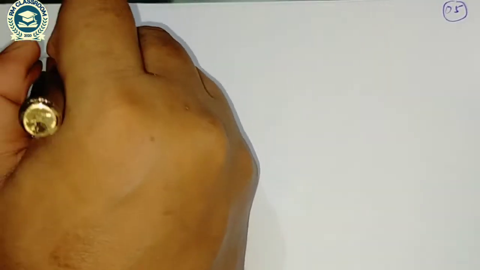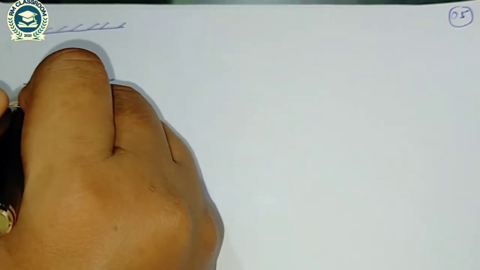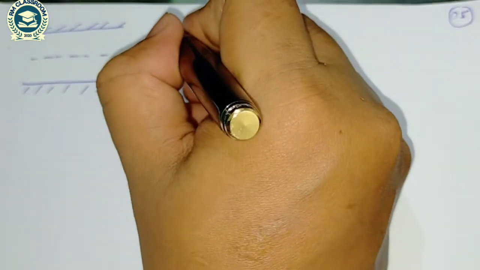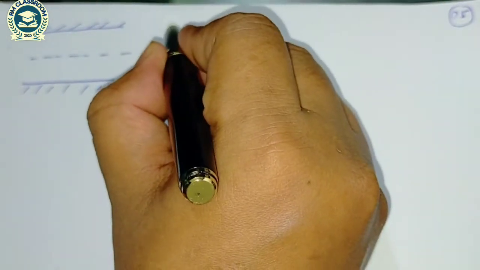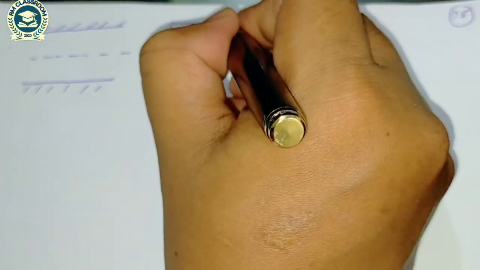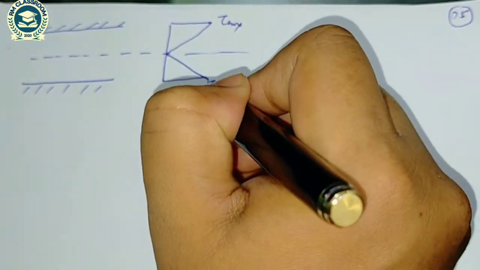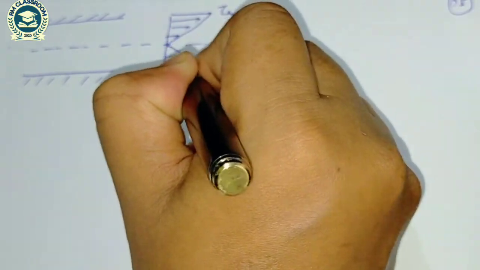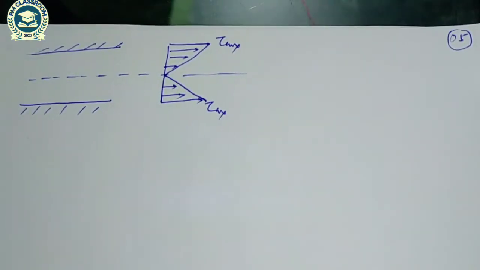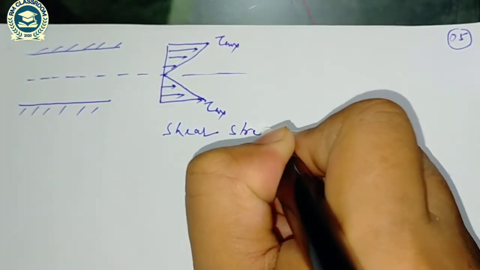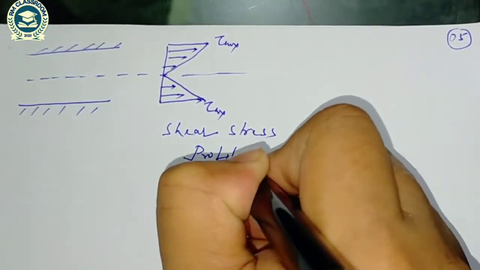So if I draw the shear stress distribution, this is our parallel plates. This is our center line. So the distribution of shear stress, as I told you, is linear, maximum at the wall and 0 at the center line. So this is our shear stress distribution, the shear stress profile.